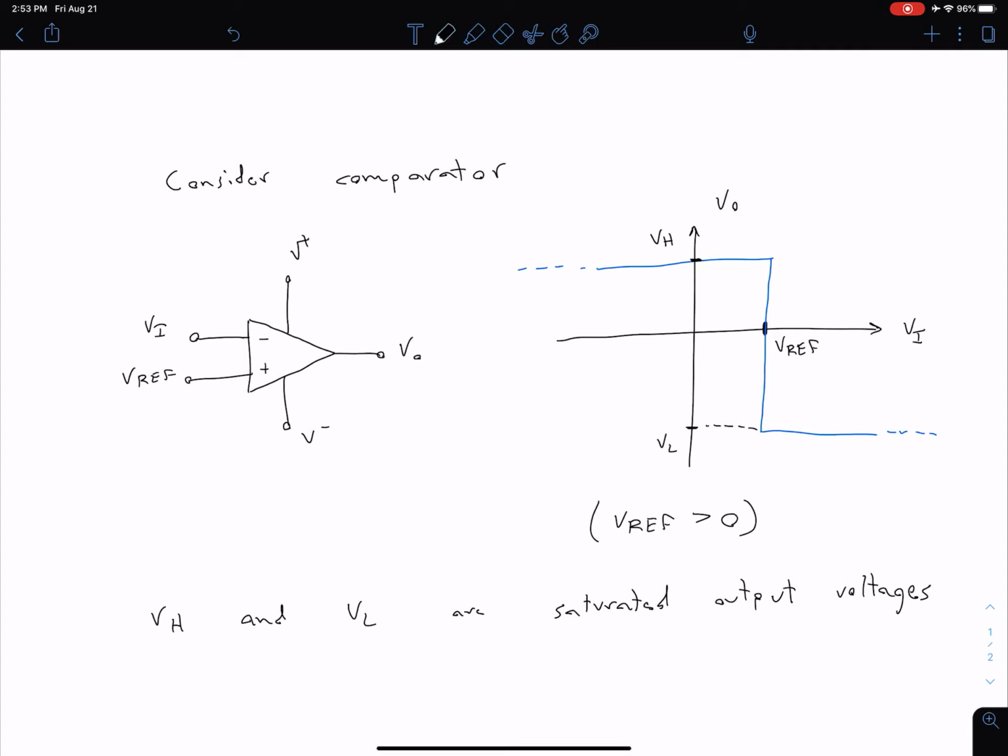Okay, now we want to look at the sort of problem that our Schmitt trigger is going to be addressing. Let's say we take this comparator circuit and we're going to use it to control a street light. So let's consider a comparator to control a street light.